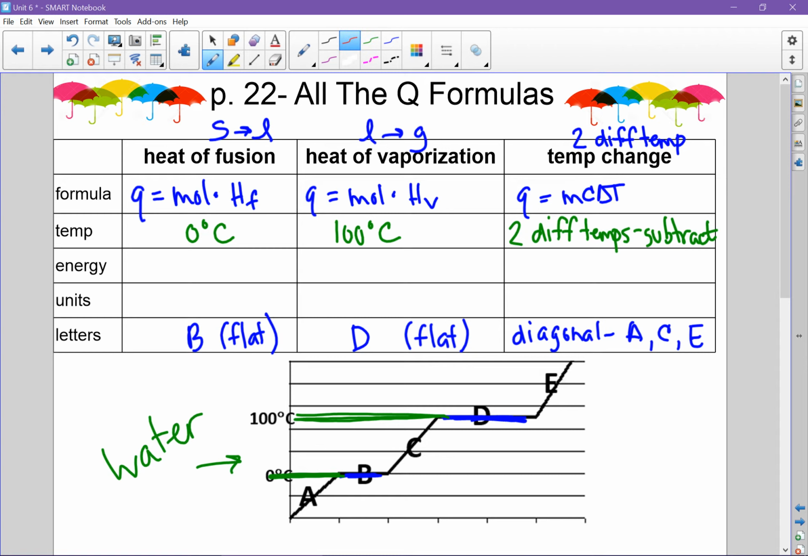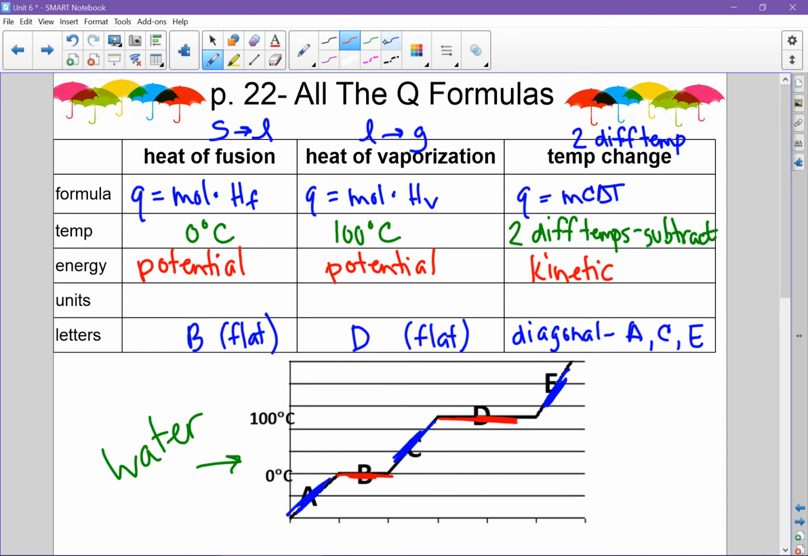Okay? Along the heat of fusion and heat of vaporization lines, remember those are the flat lines, on a flat line on this heating curve, that's where you have potential energy changing. So anytime it's on a flat line at letter B and letter D, potential energy is what's doing the work. When you have a temperature change on the diagonal lines, right, those diagonal lines are where the temperature is changing. And remember, when temperature changes, it changes the kinetic energy of the particles.